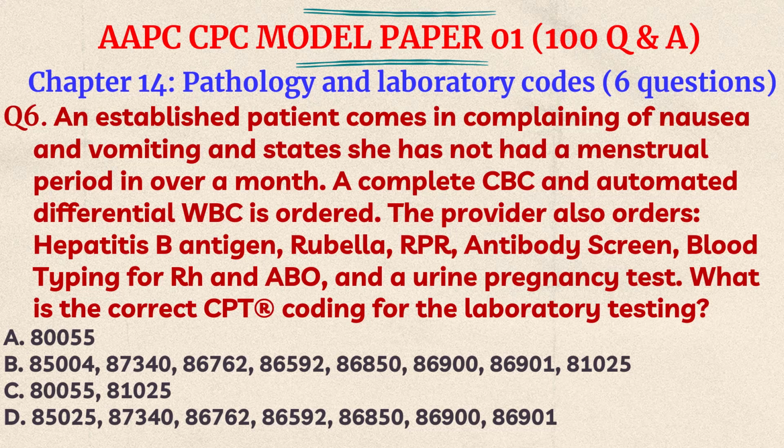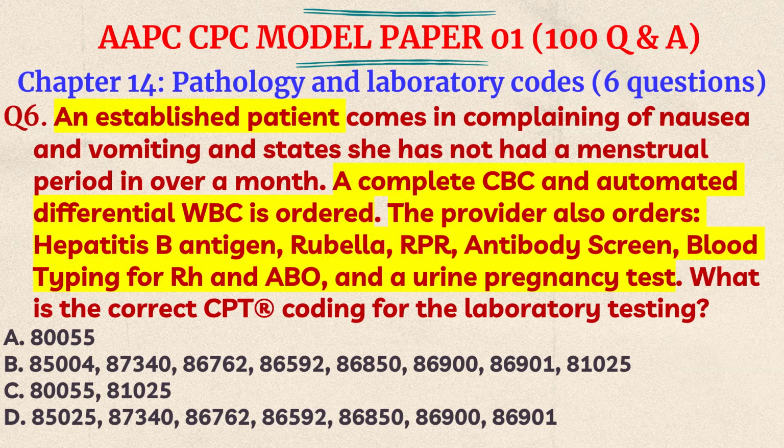So there are 4 answers available. Please pause the video, take your CPT code book and find the answer. 3, 2, 1. Okay, in this case, you have to highlight. So if you are familiar with this kind of coding, you have to know these tests, that is hepatitis B antigen, rubella, RPR, this kind of tests are pregnancy panel tests. So you can see the answers 80,055 and some other code series are used here. So you can use the elimination method to find the answer.